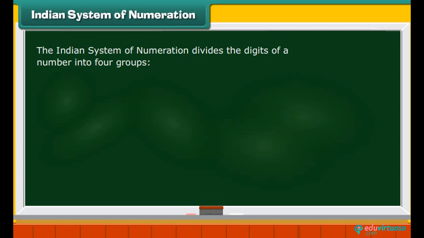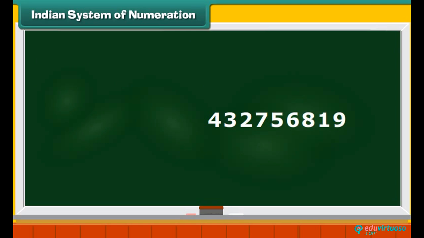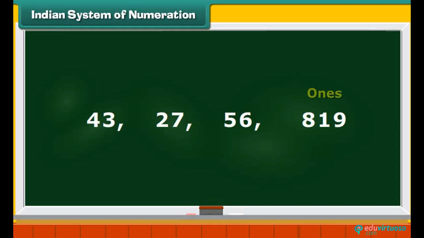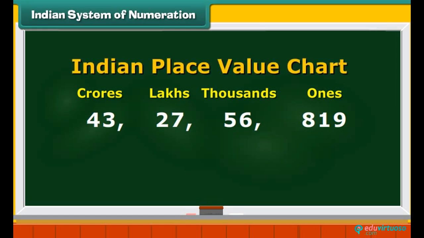Indian system of numeration. The Indian system of numeration divides the digits of a number into 4 groups: ones, thousands, lakhs, and crores. Let us see how. Consider the number 43275681 9. We count 3 digits from the right and place a comma before 8. Then we count 2 more digits and place a comma before 5. We count 2 more digits and place a comma before 2. Thus, we have 4 groups: ones, thousands, lakhs, and crores. This is the Indian place value chart.